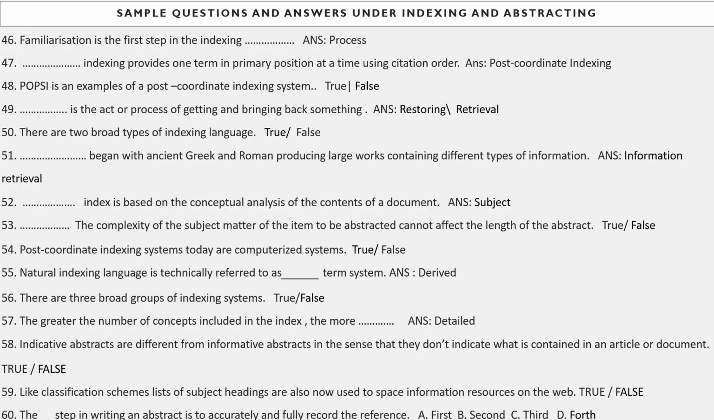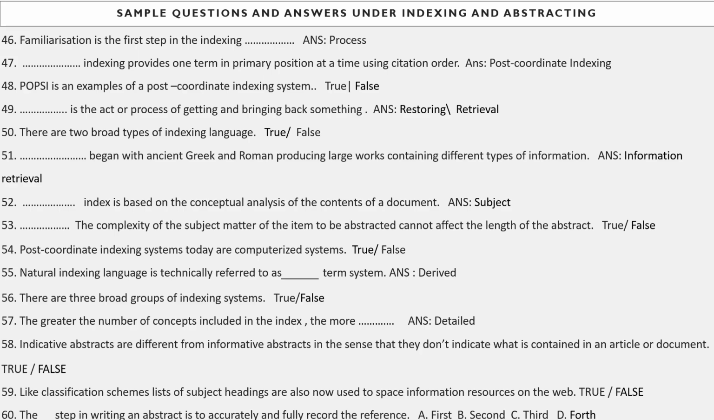Question number 58. The answer is false, because indicative abstracts actually do not indicate what is contained in the document, but they do not provide full detail like informative abstracts do. Then 59, the answer is true. Just like classification schemes, subject lists are also used online to organize and provide access to information resources on the web.